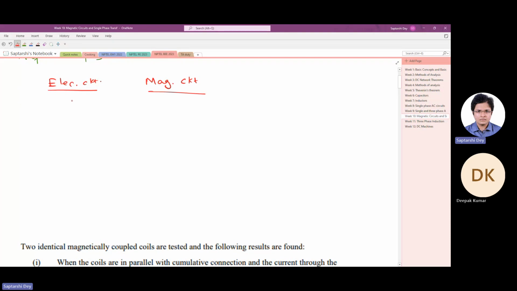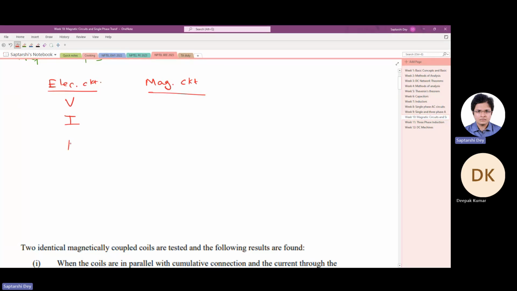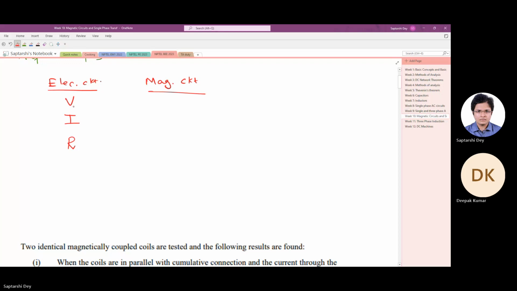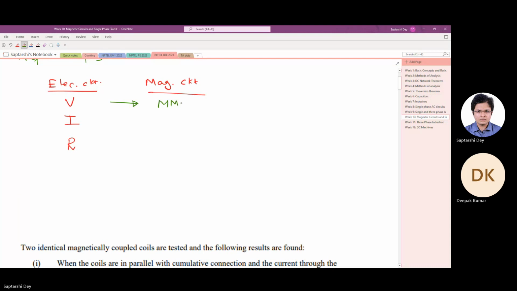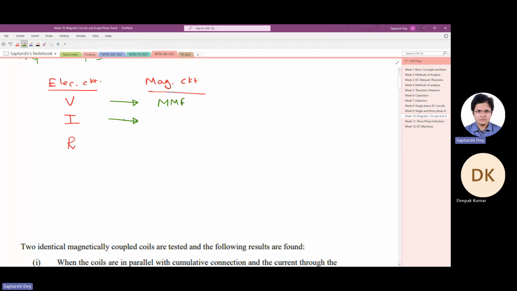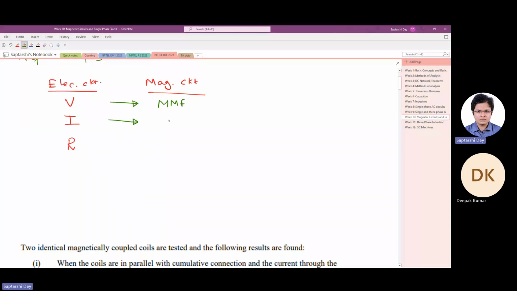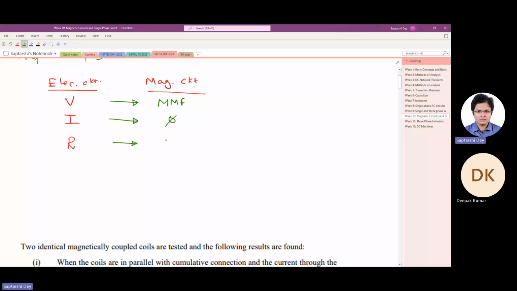Now, in electric circuit, there are two variables, which are voltage and current, and several parameters, of which we will now talk about only the resistance. Now, when you are solving magnetic circuit, their analogies are: the analogy of voltage is MMF. Analogy of current is flux, and analogy of resistance is reluctance.